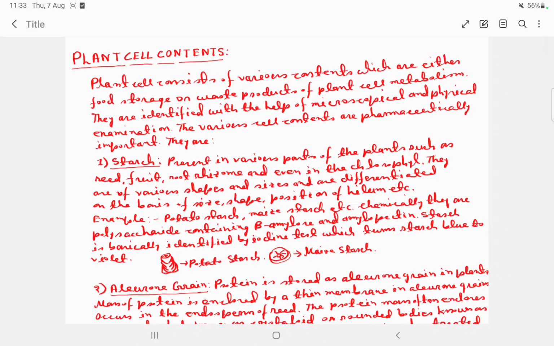So this is a brief discussion regarding the different cell contents present in the plant, which are very important pharmaceutically.